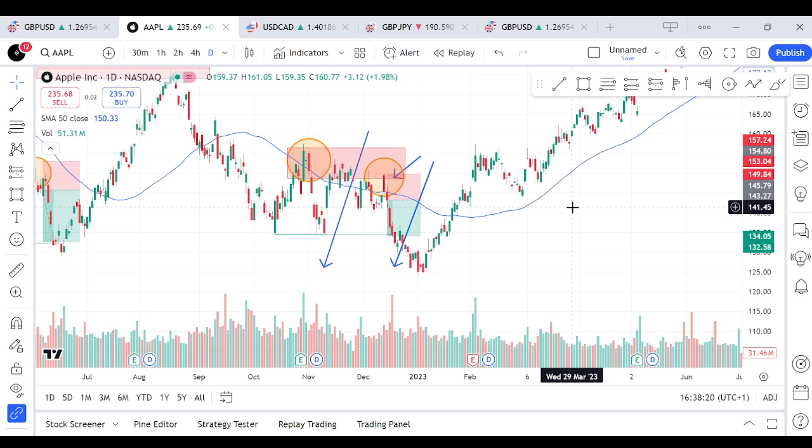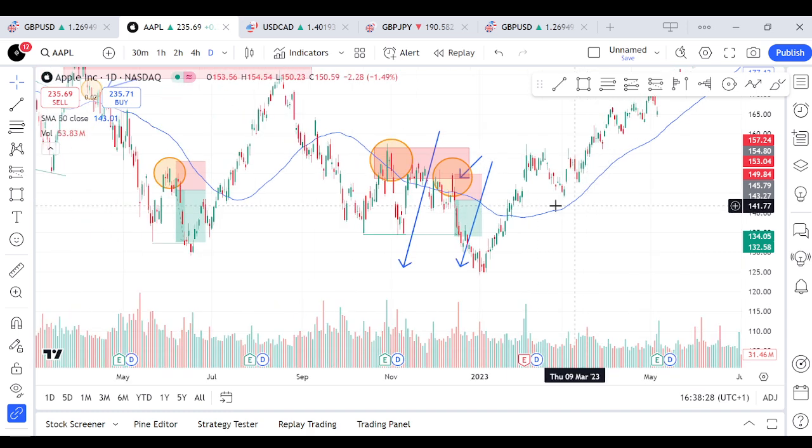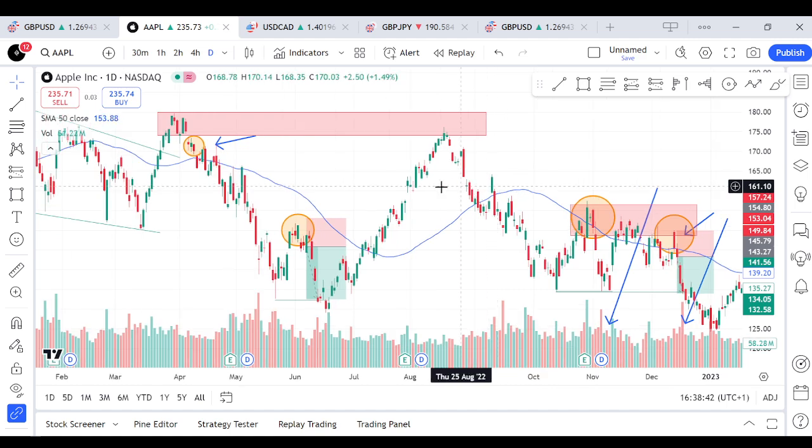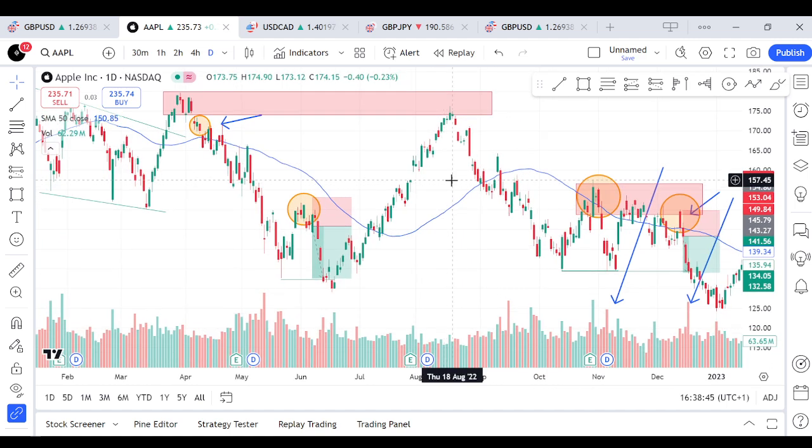So never rely solely on the bearish belt hold pattern, combine it with other technical indicators. We've talked about that. And also market context is crucial. The bearish belt hold works best when it appears in an overbought market or at a strong resistance level. So pay attention to the bigger picture and look at higher time frames to ensure you're trading in the right direction. So volume analysis is also very important.